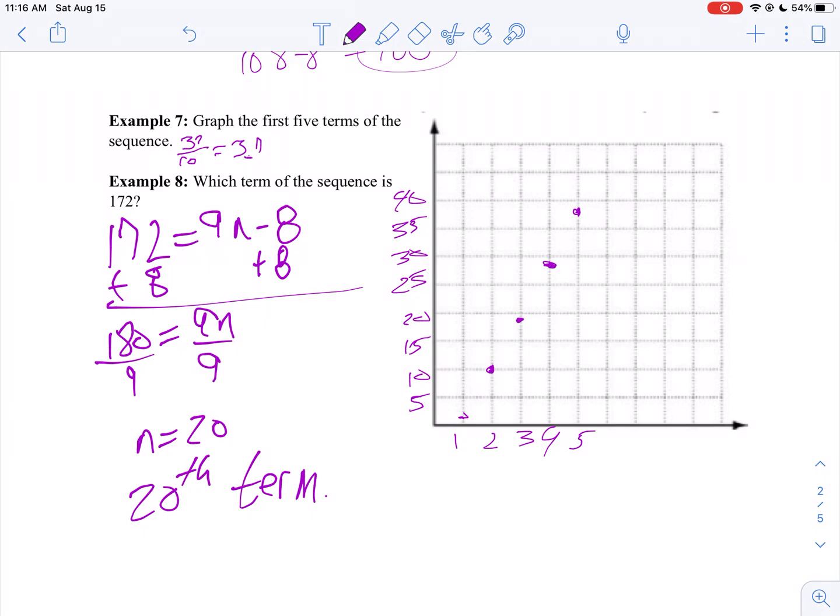I want you to understand, not every number is in that sequence. If you solve this and n turns out to be a decimal, that number would not be in the sequence. So for example, if I said which term of the sequence is 173, you would solve that equation, you get a decimal, and if you get a decimal, that's not part of your domain. So you'd say, hey, there is no term that has that value in this sequence. Luckily for us, 172 did.